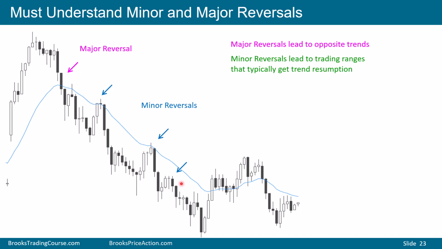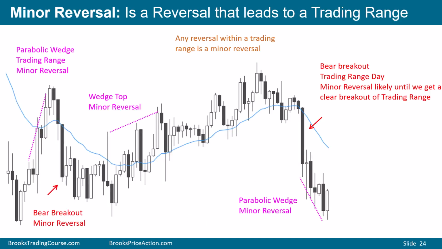Why are they minor? Because the odds favor a trading range a lot more than an opposite trend. And that means they typically get trend resumption down. Consecutive big bull bars at the moving average, traders sell it. 2, 3 legs up, traders sell it. 2 legs up, traders sell it. Minor reversals, the reversals that lead to trading ranges.